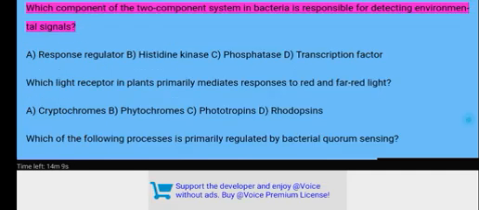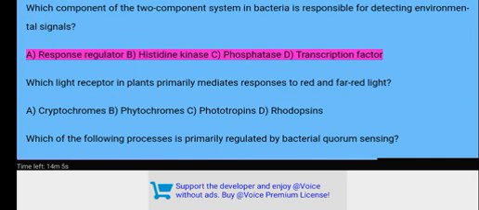MCQs. Which component of the two-component system in bacteria is responsible for detecting environmental signals? A. Response regulator. B. Histidine kinase. C. Phosphatase. D. Transcription factor.